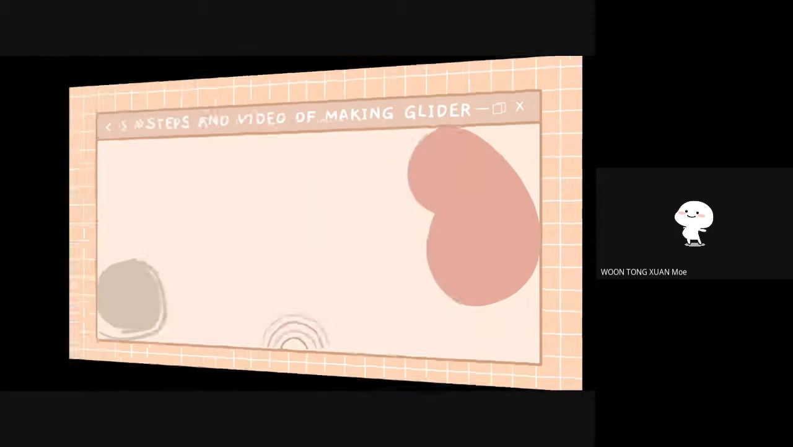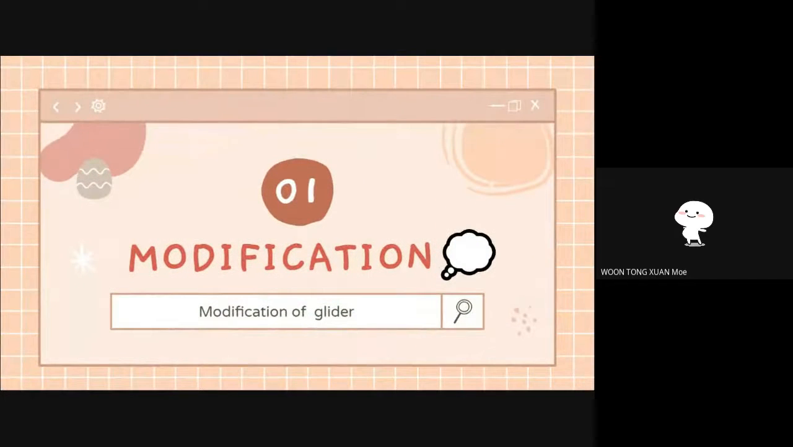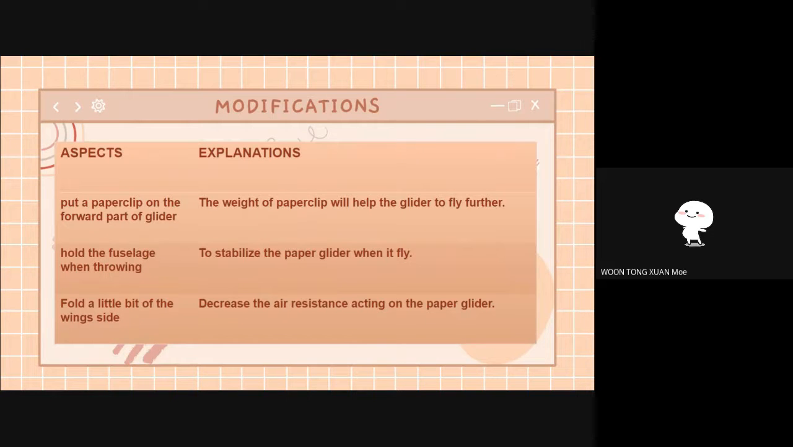So now I'll talk about the modification of this glider. First, we can put a paper clip on the forward part of the glider, because the weight of the paper clip will help the glider fly further. Secondly, hold the fuselage when throwing the glider, so it can stabilize the paper glider when it flies. Third, fold a little bit of the wing side, so it can decrease the air resistance acting on the paper glider.